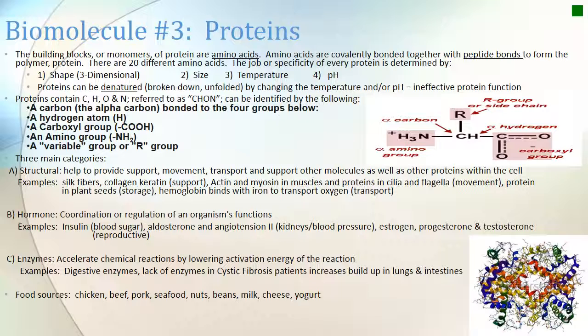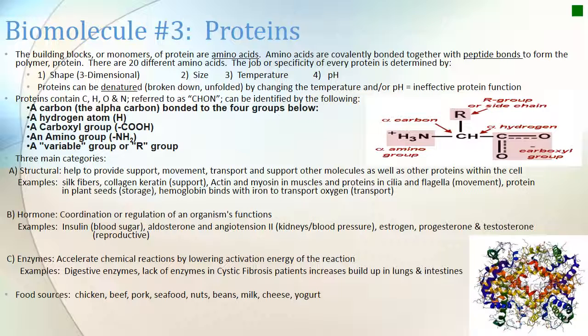And the last subcategory of proteins are enzymes. Enzymes are very vital, particularly to the more complex organisms like plants and animals, but they're important to all organisms. Without these enzymes, we would not be able to have some of the more complex chemical reactions, because enzymes help to accelerate the chemical reactions by lowering the activation energy. For example, we wouldn't be able to get the nutritional value out of our food if it weren't for the digestive enzymes in our stomach and our intestines.